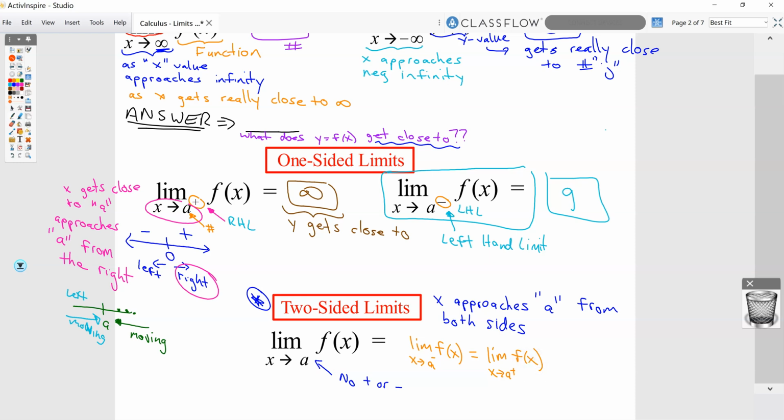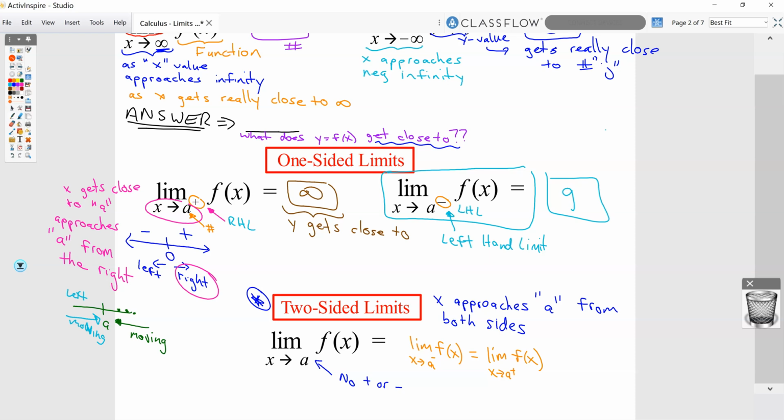Okay, so for my two-sided limit to exist, the limit on the left has to equal the limit on the right. And if both of those are equal, if this one on the left equals the one on the right, then we say the limit exists, and whatever they equal is what the two-sided limit equals. If these are not equal to each other, then we would say the limit does not exist, and we'll talk about how we do that.